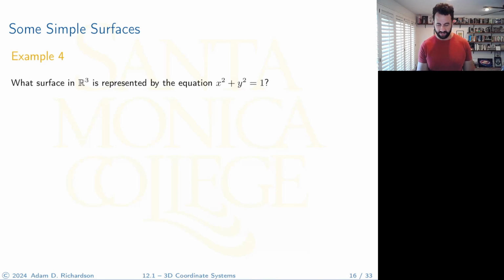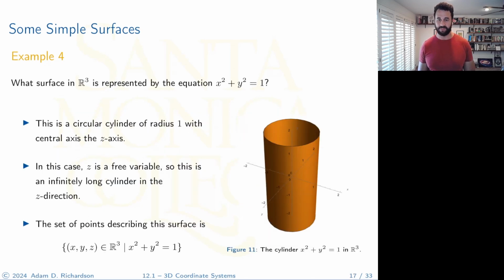However, we are working in 3-dimensional space, and I don't see a z in here. That means that z is a free variable, which means z is going to be any possible value. So this describes a circle in 2-dimensional space, but in 3-dimensional space, it describes a cylinder. Oops, here we go. It describes a cylinder. I'll go back to the previous slide in a moment.